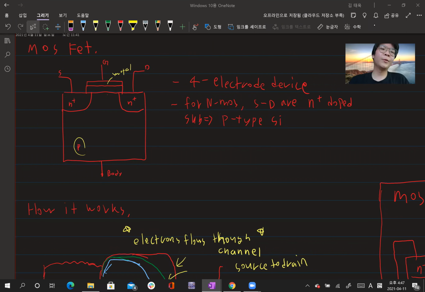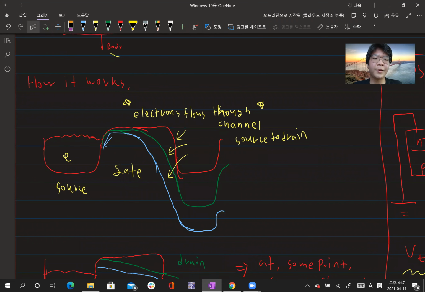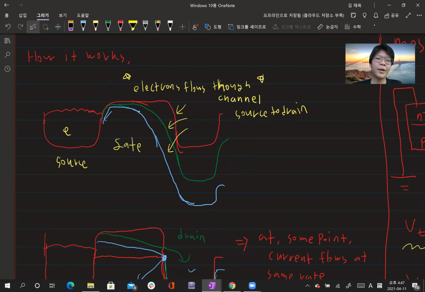Today we learned about MOSFET. MOSFET is a four-electrode device, which means it has electrodes: source, drain, gate, and body. For NMOS, there are four electrodes, consisting of n-plus doped source and drain, a metal gate, and a p-type body. Now we can see how it works.